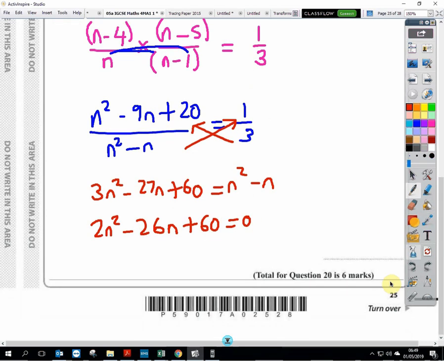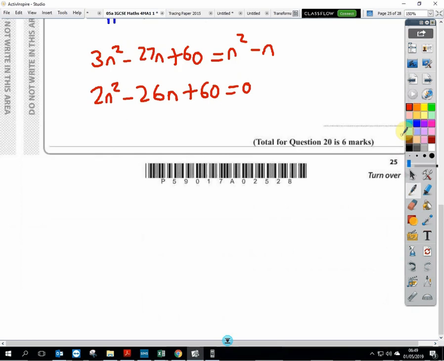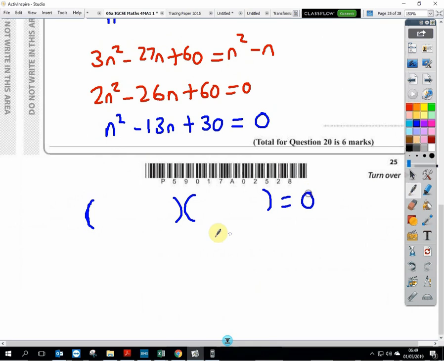Okay, just got to solve this now. Various ways you can solve this. You can use the quadratic formula. You may have a sharp mathematical eye and spot that all of these terms divide by 2, which is what I'm going to do. This is a lot easier to factorise. Okay, so I'm going to factorise it. It does factorise, or you can use the formula.